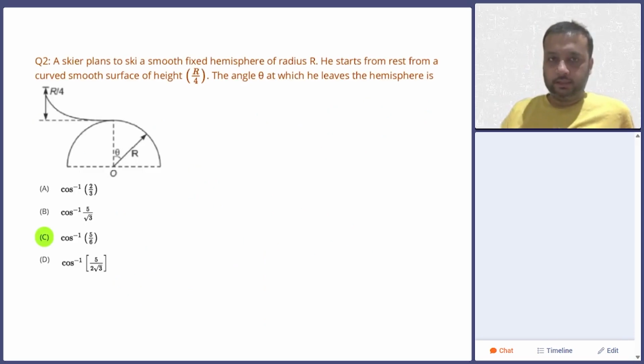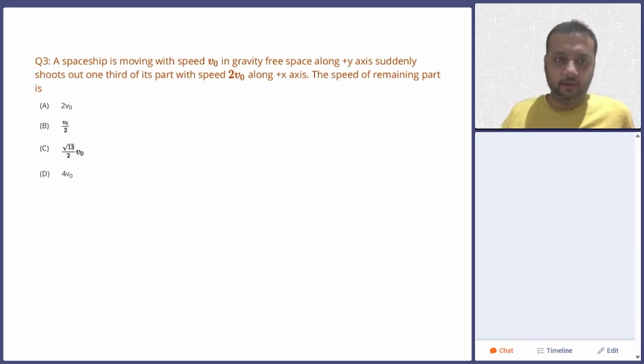Okay, let's move to the next question. Here there is a spaceship moving with a velocity v0 in a gravity free space along the plus y axis, and suddenly 1/3 of its portion comes out with the speed 2v0 along the plus x axis. We have to find the speed of the remaining part.